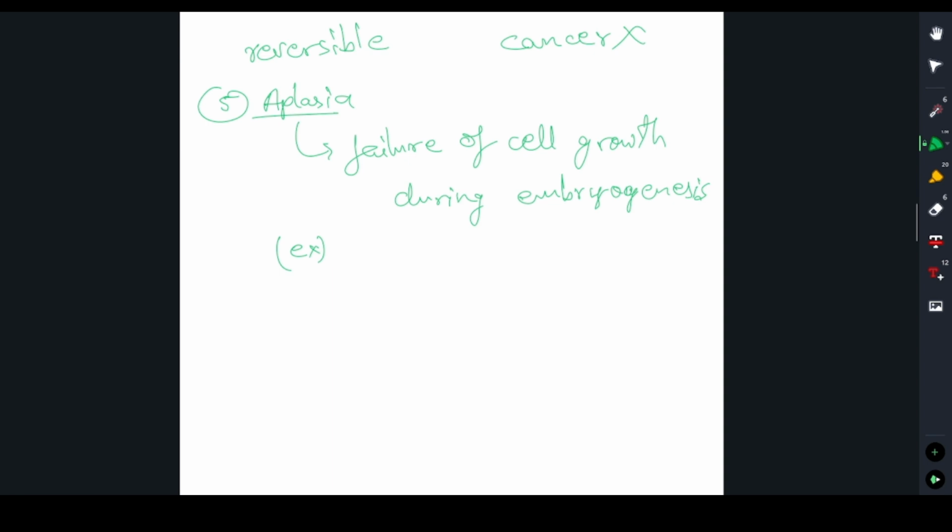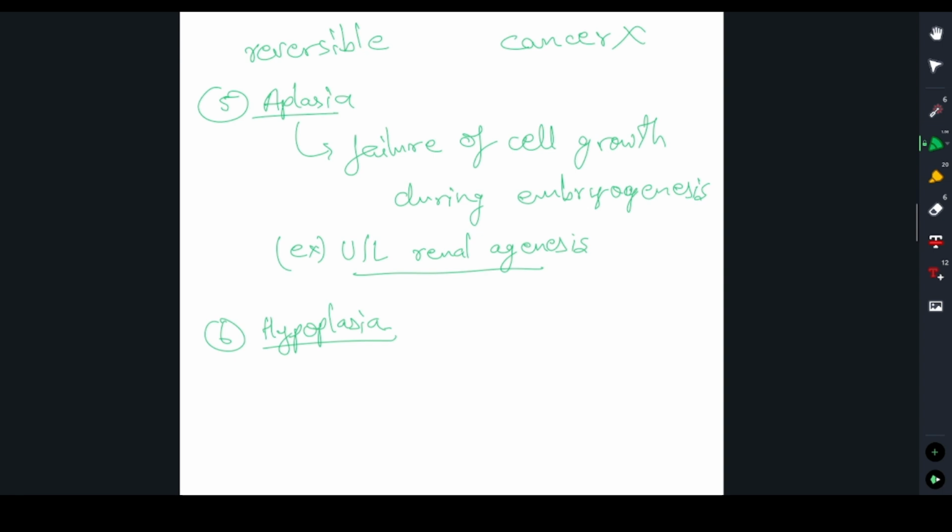For example, you can see unilateral renal agenesis. So in case of unilateral renal agenesis, what happens is that on one side your kidney has not formed. Why? Because there was aplasia, which is failure of the cell growth, and this occurs during embryogenesis. Now the sixth and final topic which we will be discussing is hypoplasia.